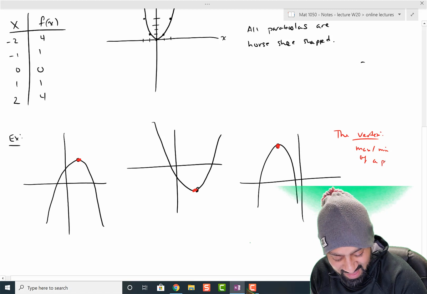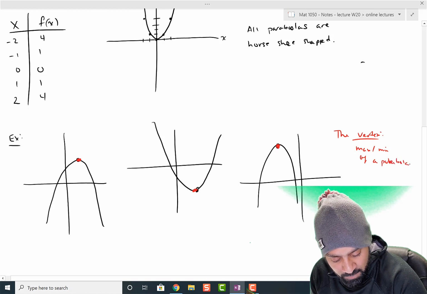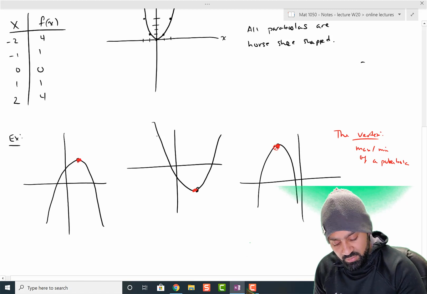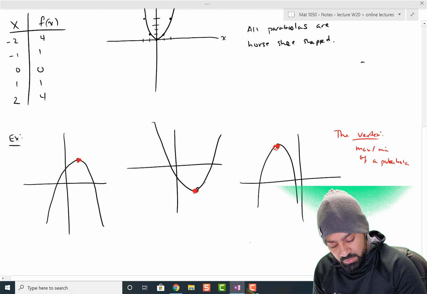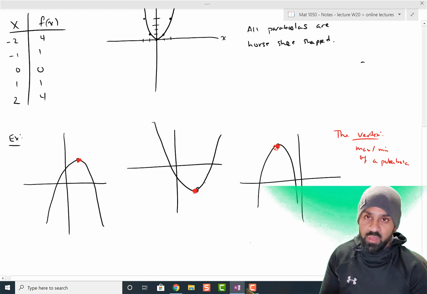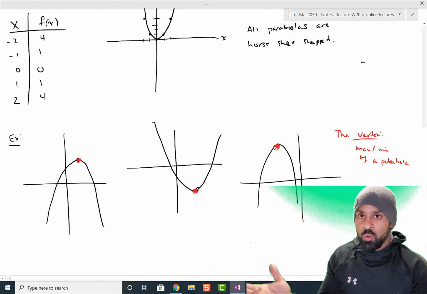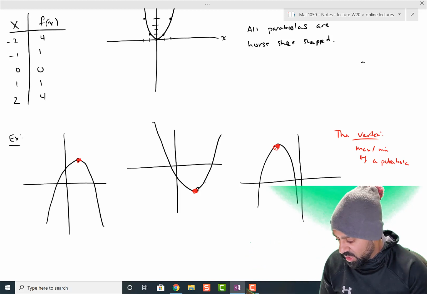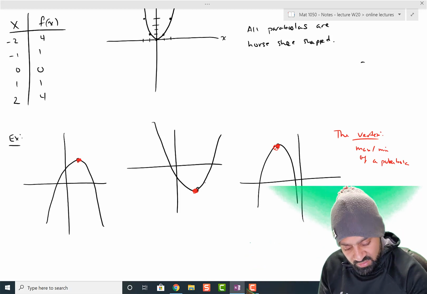The reason I said slash is because if the parabola is upside down, it's going to be a maximum point. If it's right side up, it's going to be a minimum point. So you have to pick depending on whether it's upside down or right side up. But we'll talk about that some more. So that's all we need to know: this is how these look, and these are called vertices.